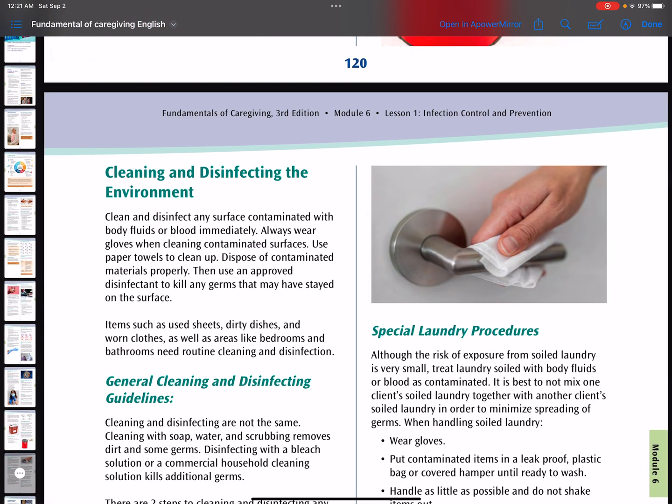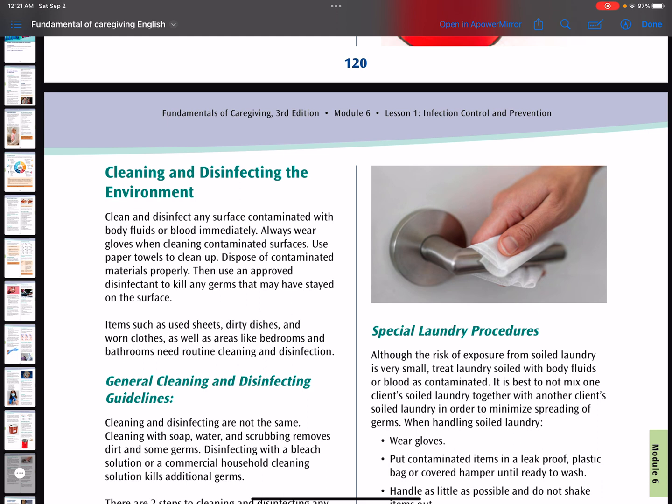Another standard precaution that we can do to keep our environment safe is cleaning and disinfecting. Always wear gloves when cleaning contaminated surfaces and things. Treat laundry all the time as soiled with body fluids or blood, as contaminated. It's best to not mix one client's soiled linen together with another client's soiled laundry to minimize the spread of germs.